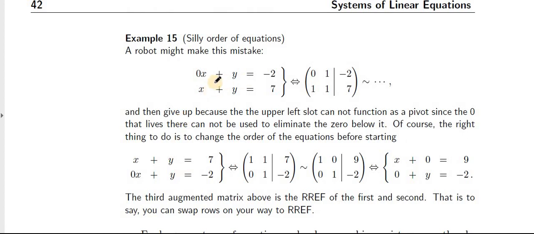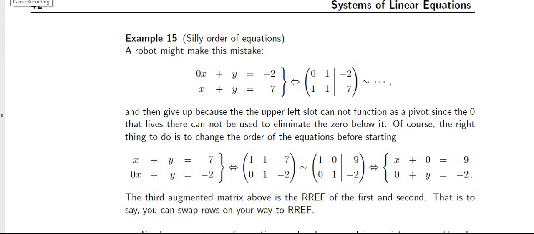Here we have two equations here. We have y equals minus 2, x plus y equals 7. The augmented matrix form is 0, 1, minus 2, 1, 1, 7. And the only way we can make this into the identity matrix is move this equation with a 0 to the bottom. So we've just exchanged the two equations, but that does not change the solution set. And if we do that, we can get the identity matrix. So that's a good solution to finding our reduced row echelon form.